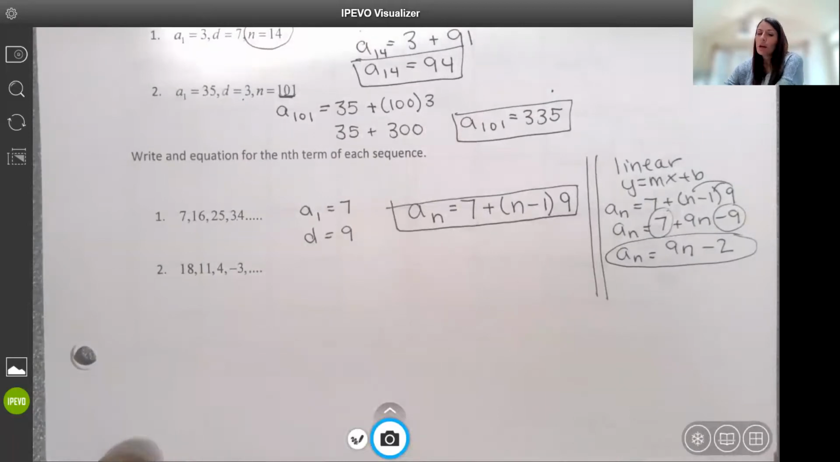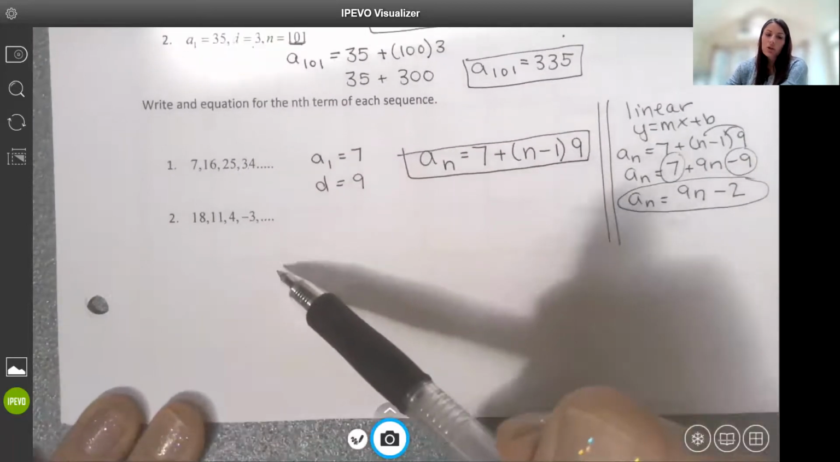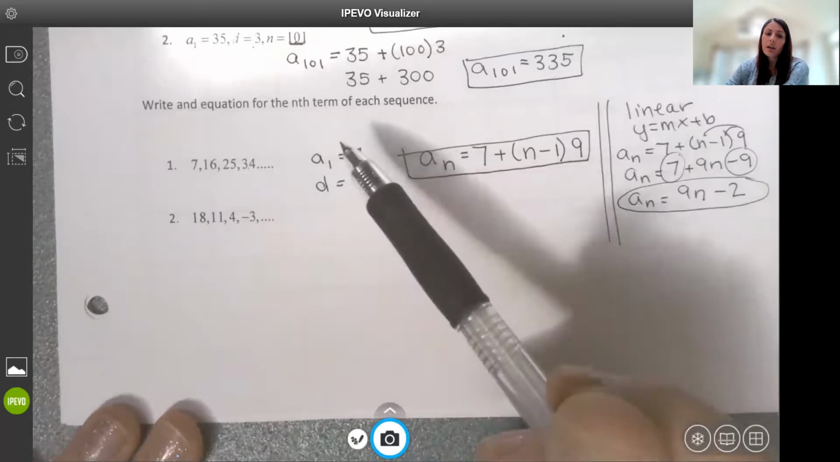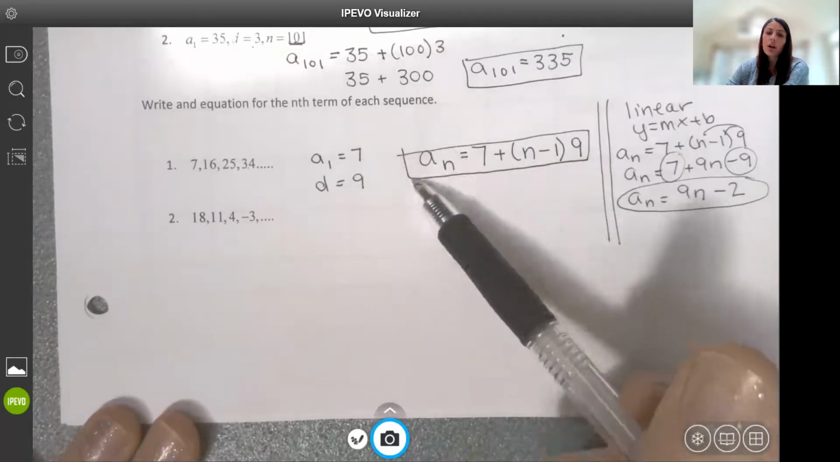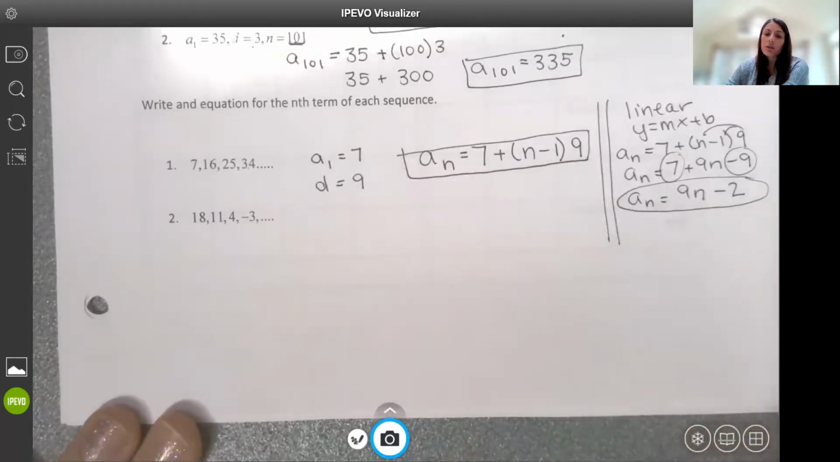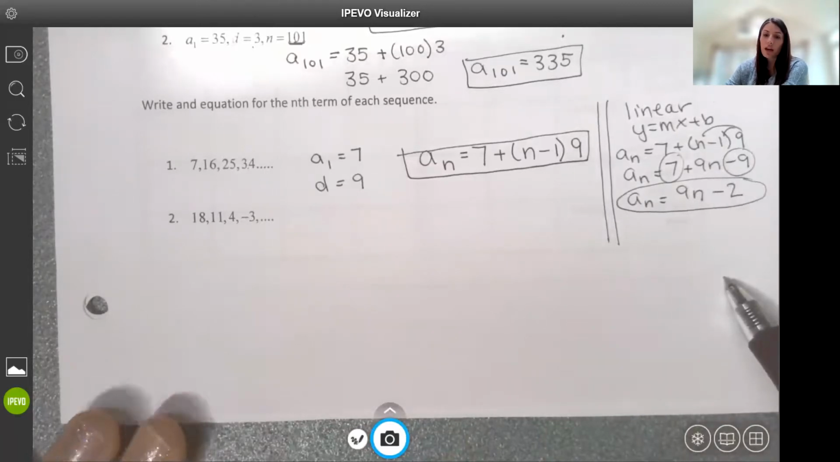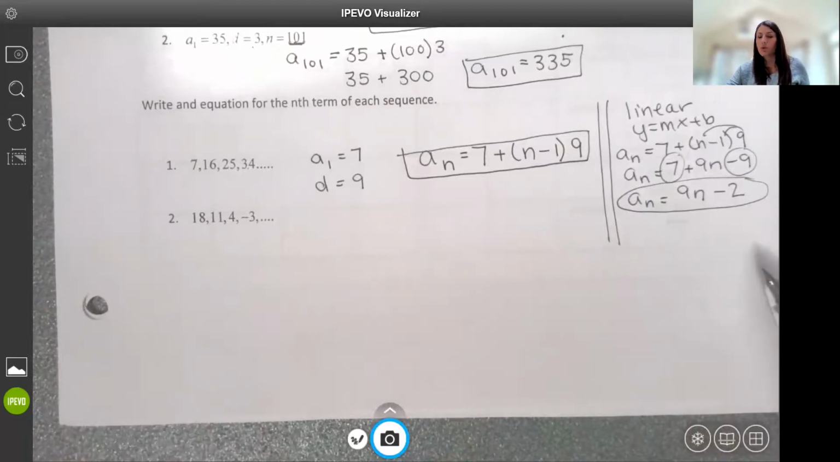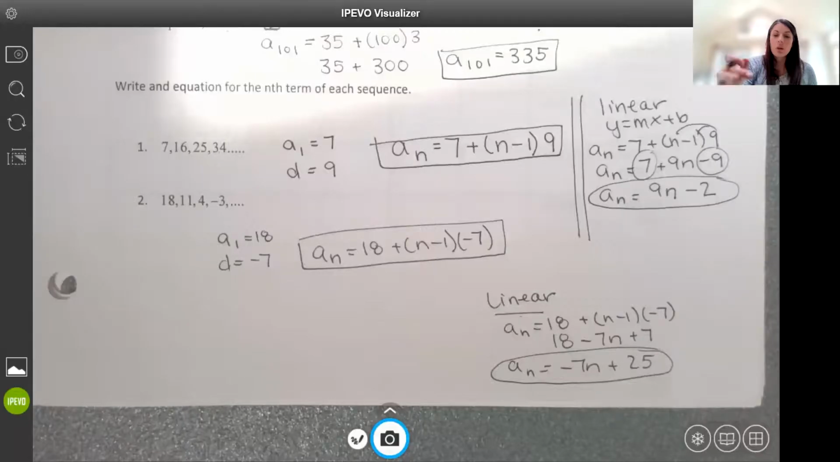Okay. So on this next one, I want you to go ahead and determine a sub 1, what's my difference, and try to write the formula for that sequence. And if you want to also try to write the linear form of that, that y equals mx plus b form of that equation, that would be good practice as well. So pause your video and do that.